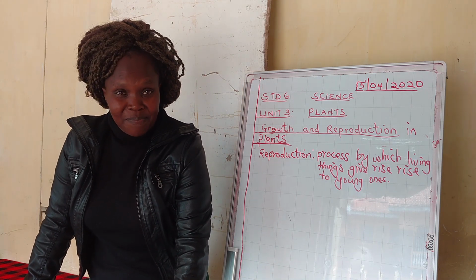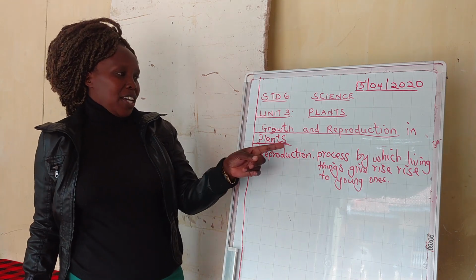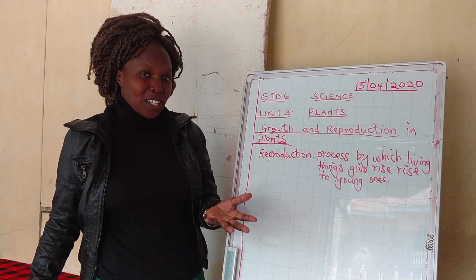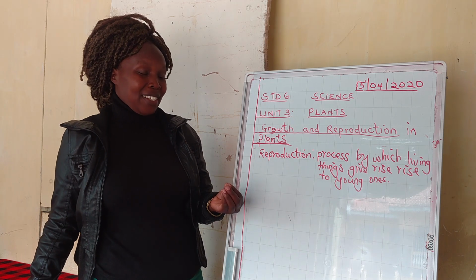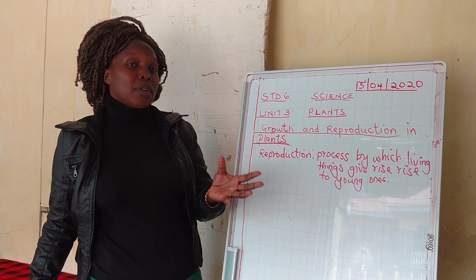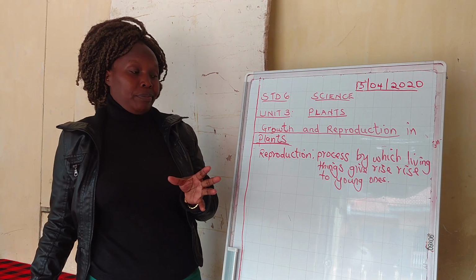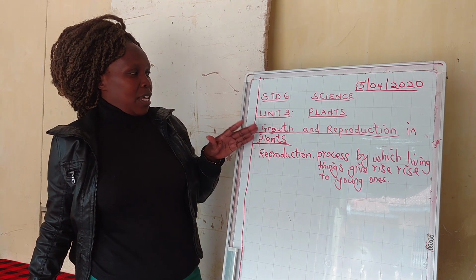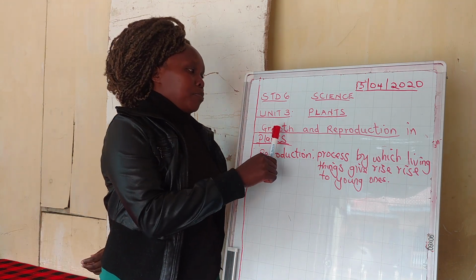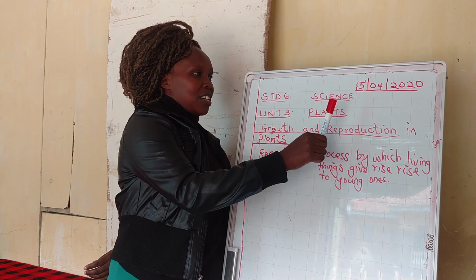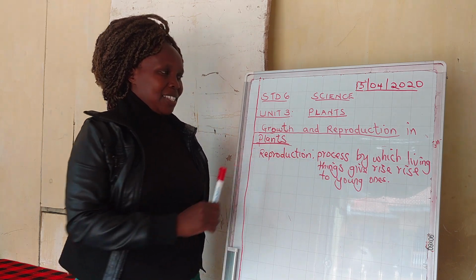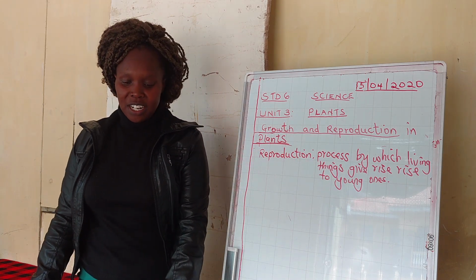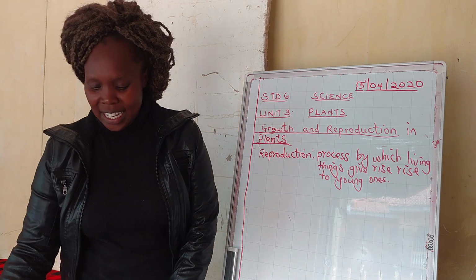And we know that when living things give rise to small young ones, these young ones mature into adulthood. That's why we are saying that our topic today is going to be on growth and reproduction in plants.